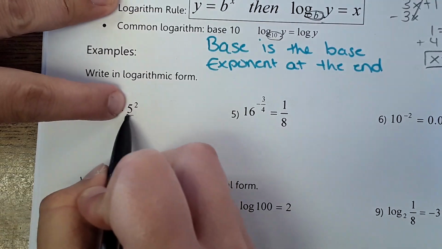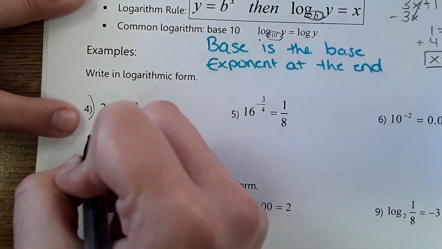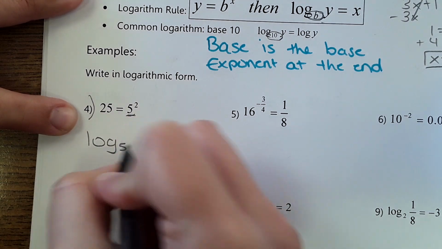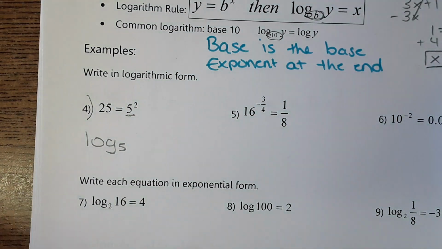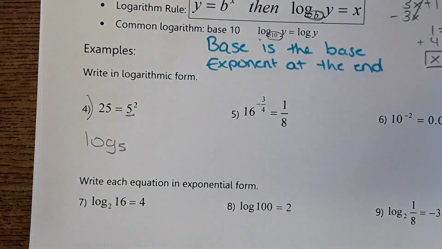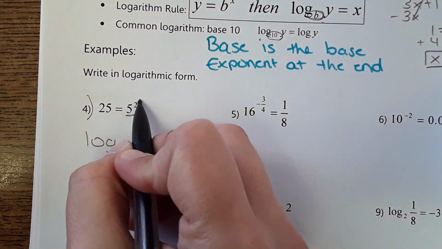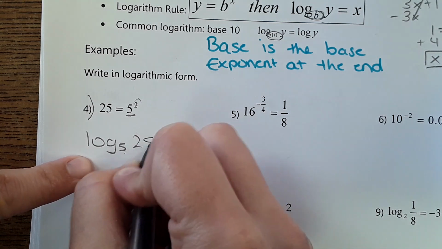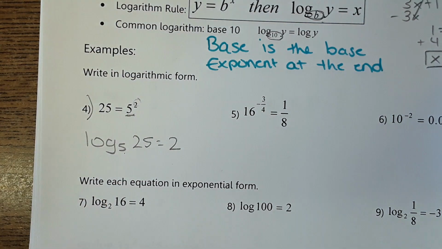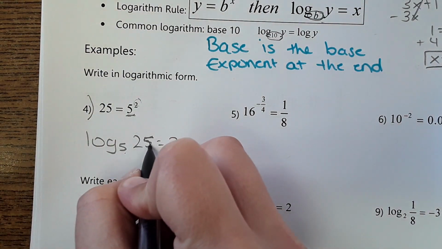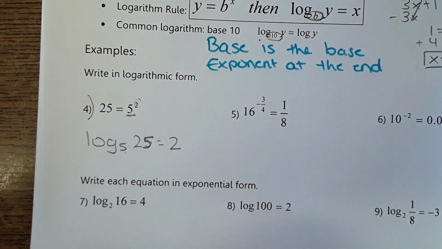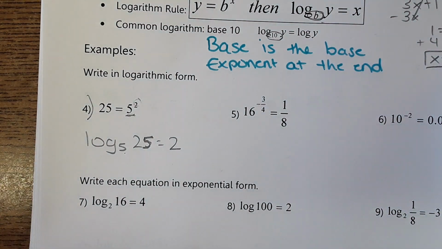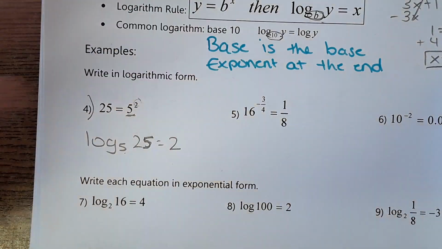Okay, so here's the base of the exponent. Base is the base. So we're going to do log base 5. And exponent goes at the end, so we're not quite there yet. So we say log base 5 of 25 equals 2. Now we follow that same thing. Base is the base, exponent at the end.